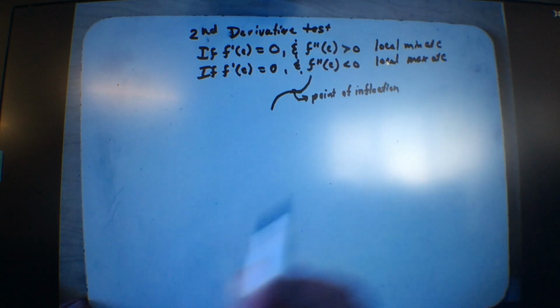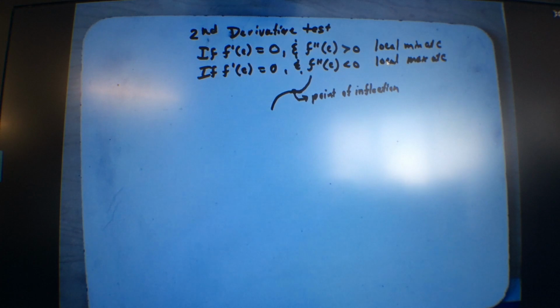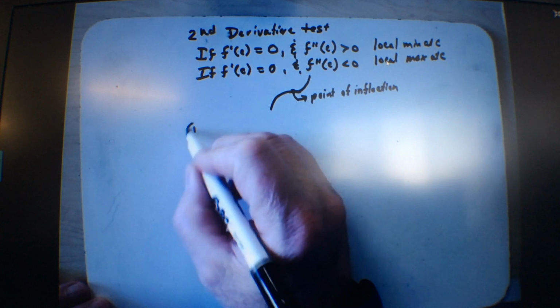Now, your first derivative test can also tell you if there's a point of inflection too. Do you know how? If the left side of it is positive and the right side of it is positive, it means that you haven't changed the slopes. So it's a point of inflection. Now, let's do this. All right, here's the example.